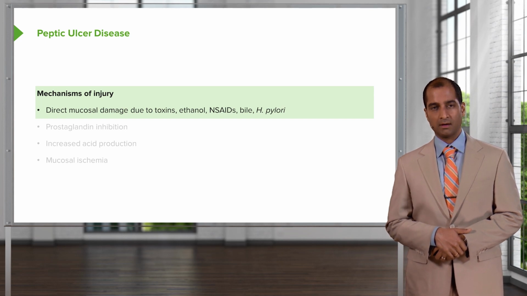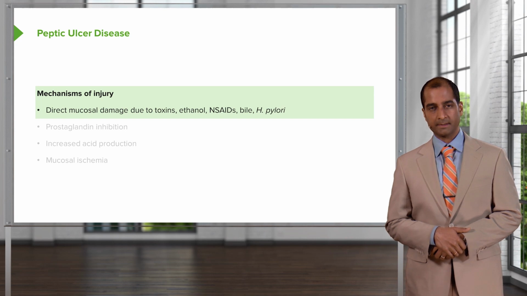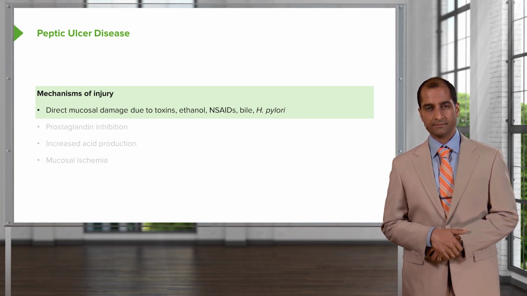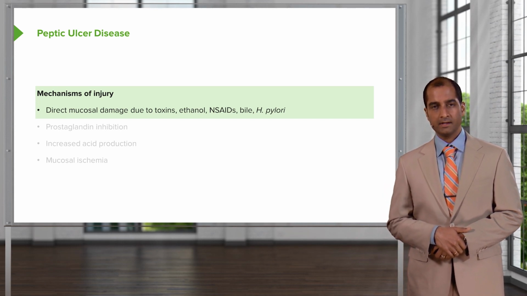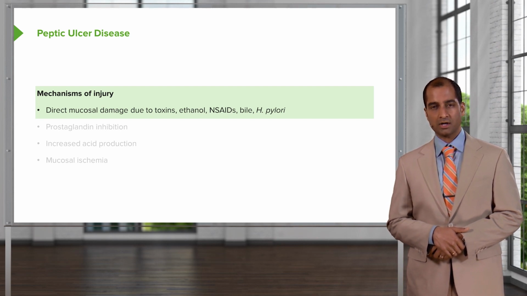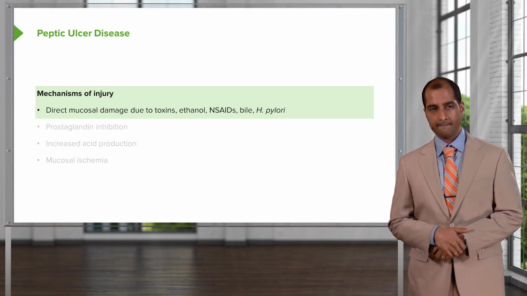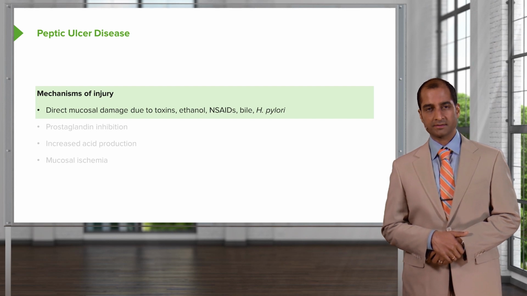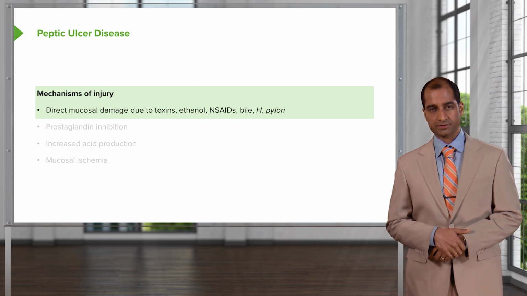in the duodenum. However, for learning purposes, we need to make sure that we cover both sets of peptic ulcer disease. And then, importantly, we will go through the symptoms of your patient so that you're able to distinguish one from the other. Mechanism of injury. If there's direct mucosal damage due to toxins, ethanol, NSAIDs, bile, or H. pylori. Now, for the most part, you can think of peptic ulcer disease taking place in the stomach as really not due to increased acid production.